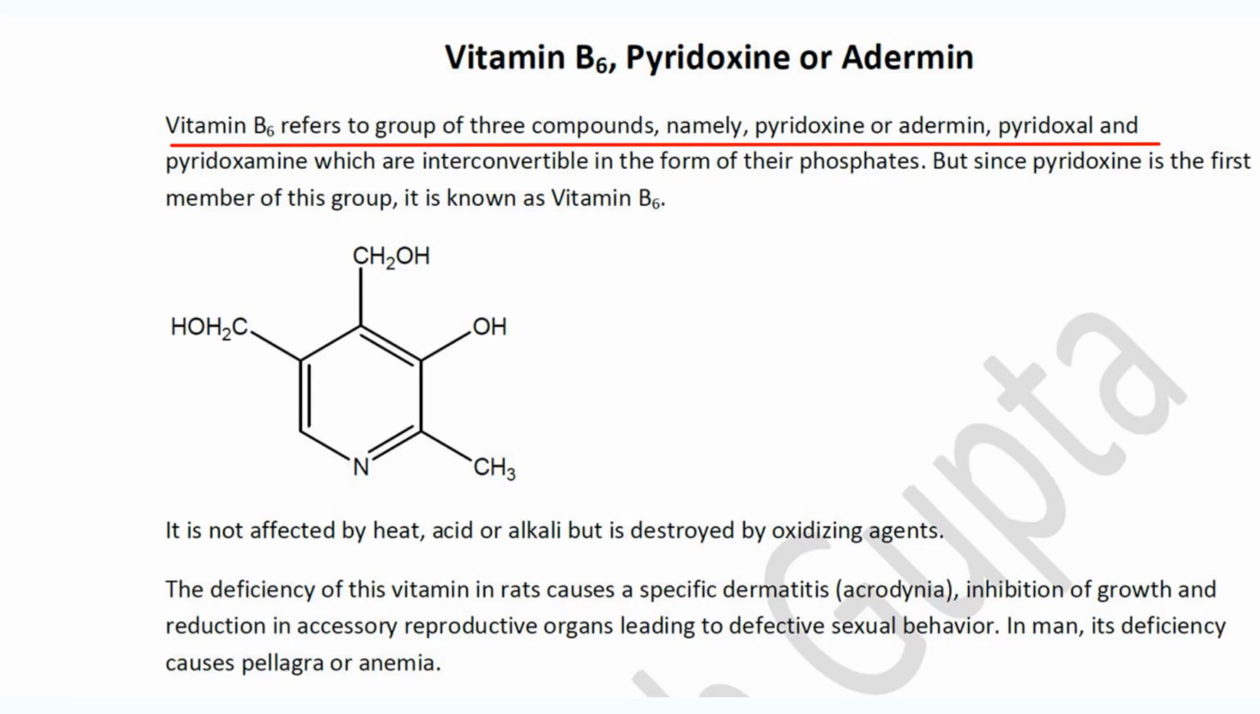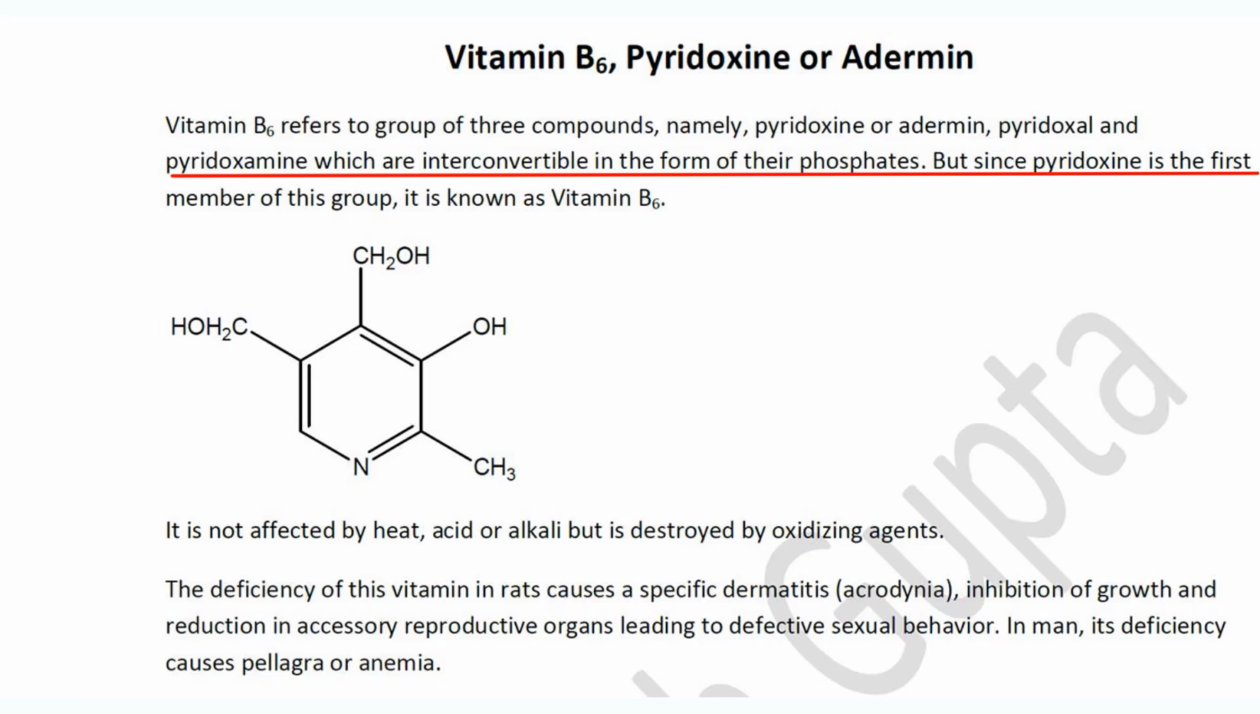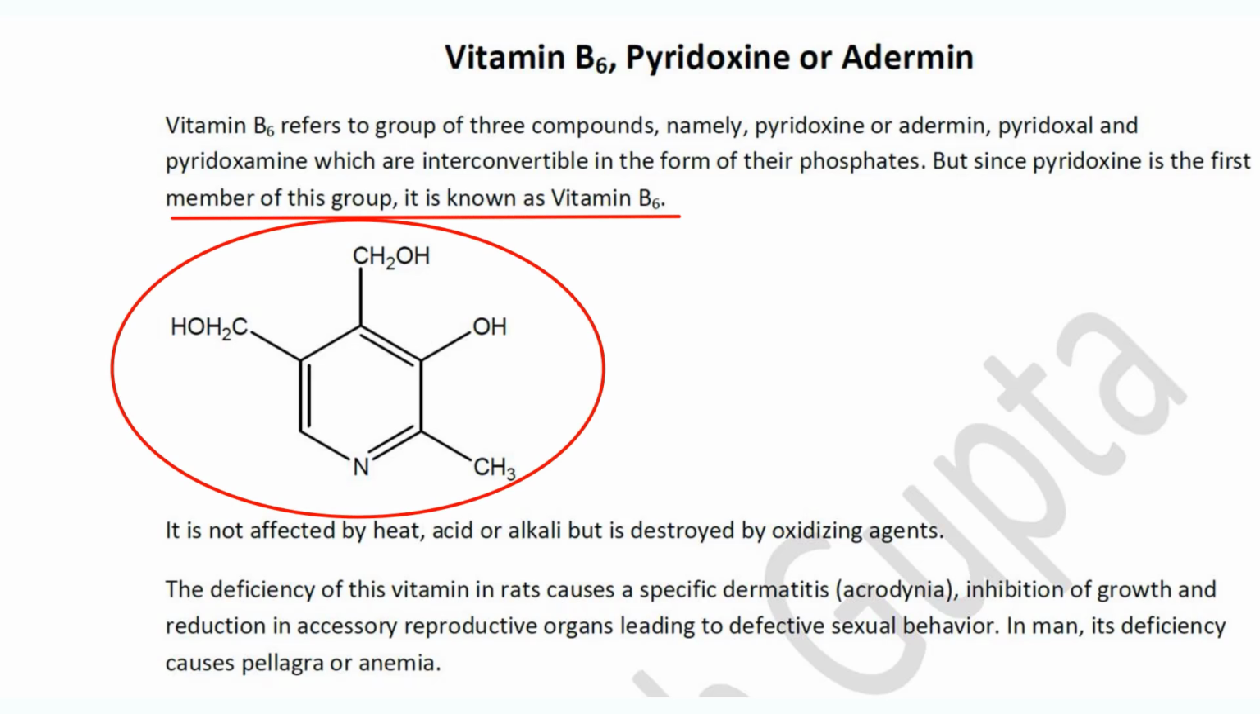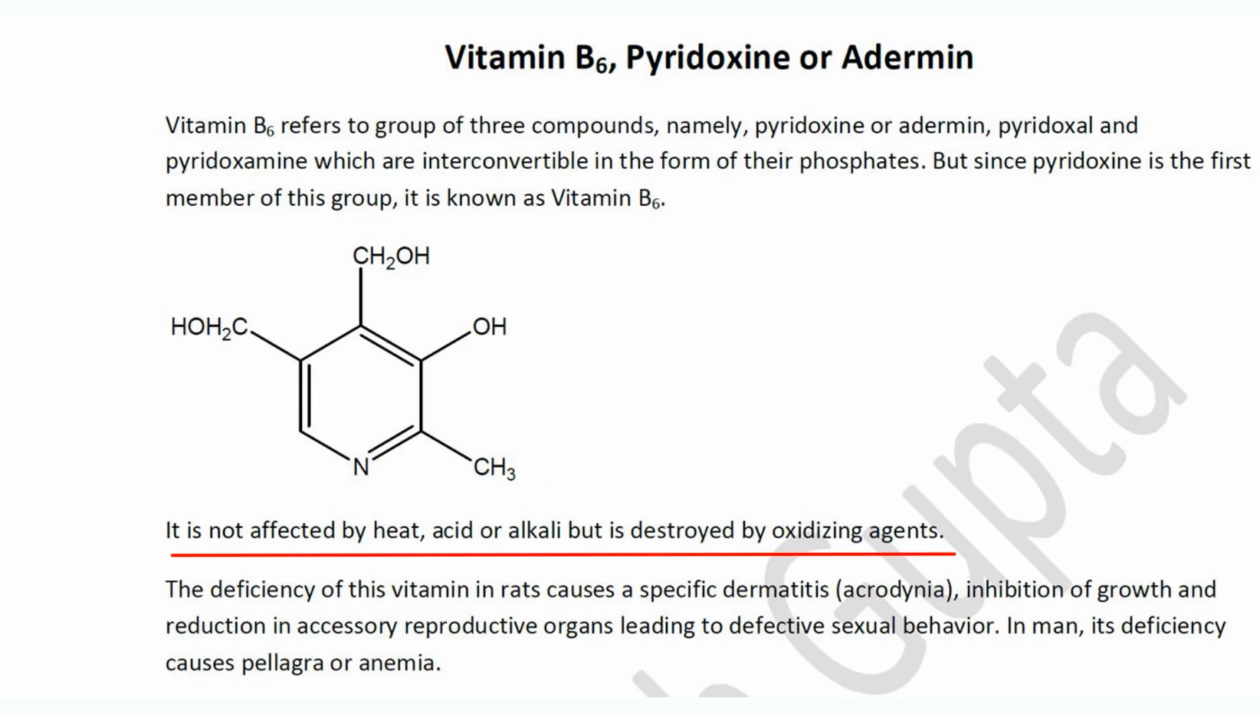Vitamin B6 refers to the group of three compounds, namely pyridoxine or adermine, pyridoxal and pyridoxamine, which are interconvertible in the form of their phosphates. But since pyridoxine is the first member of this group, it is known as vitamin B6. It is not affected by heat, acid or alkali, but is destroyed by oxidizing agents.